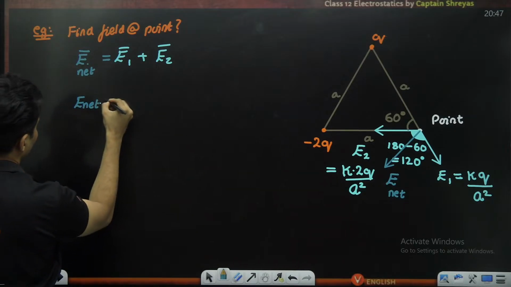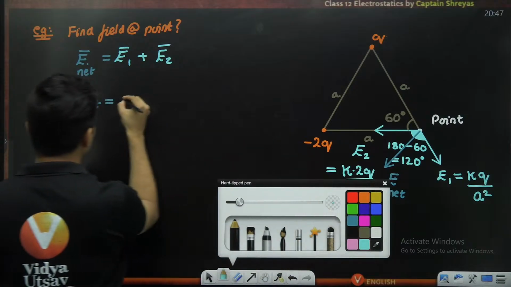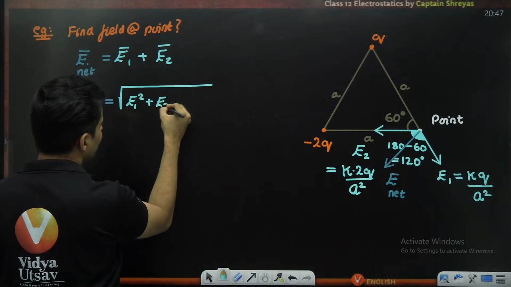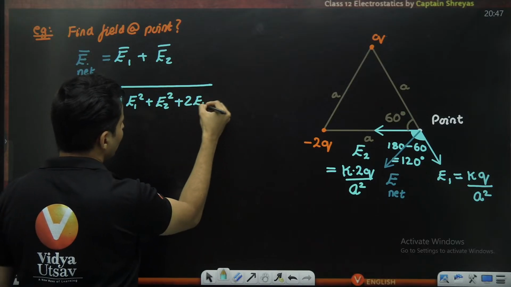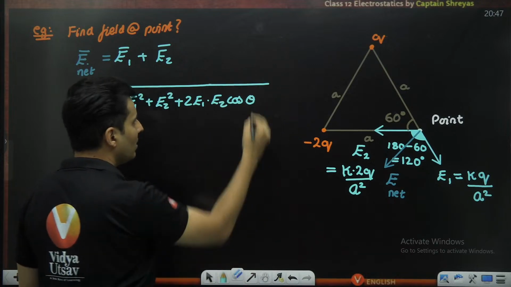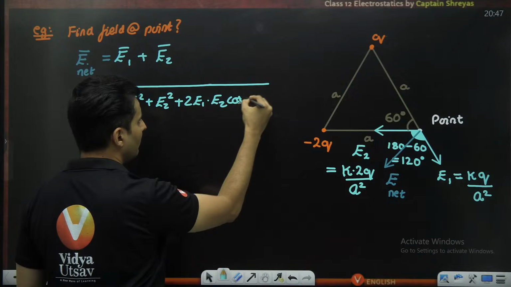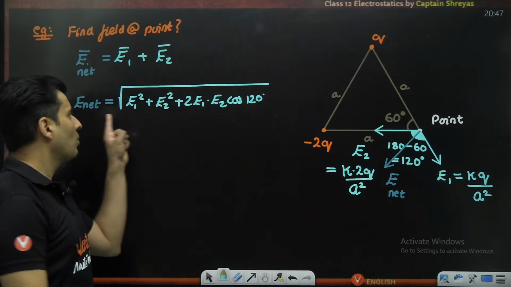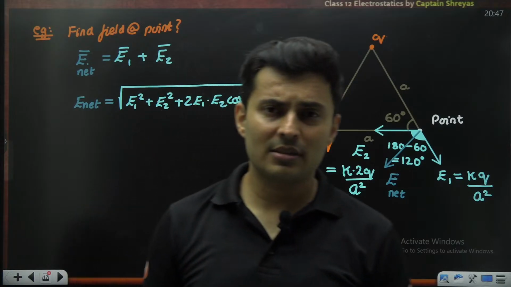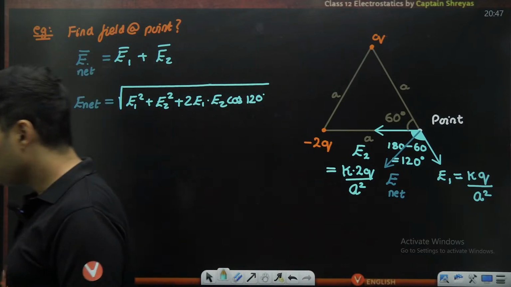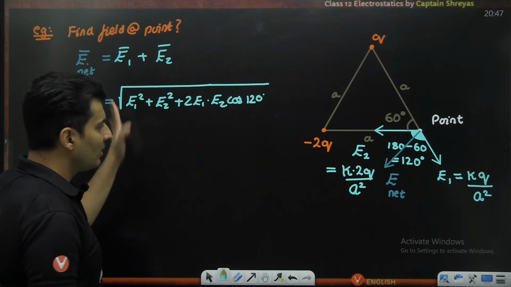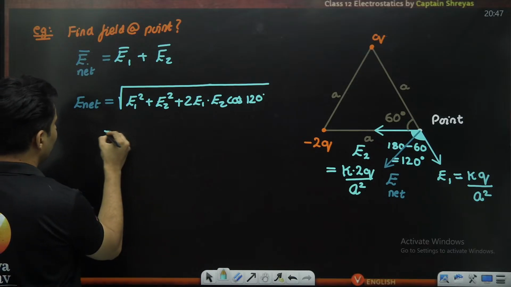So the net magnitude will be, simply put, root of a square plus b square plus 2ab cos theta. And here the value of theta is nothing but 120 degrees. This is your vector addition formula. We have used it even some time back for forces, superposition. Yep, perfect. So now, what is E1, E2 and everything? Let's start substituting everything one by one.